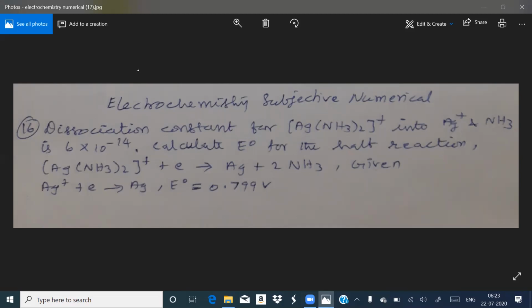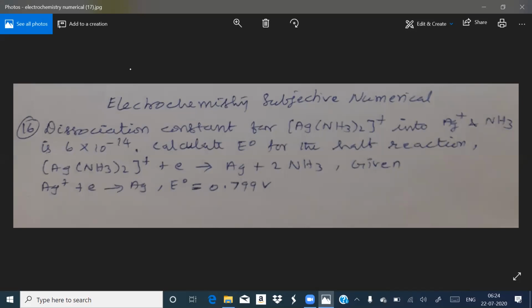Between the complex and dissociated things, that means central metal and ligand, equilibrium is possible. That equilibrium constant is called dissociation constant since it dissociates, which is 6 into 10 power minus 14. So what is dissociation constant? Which we will see again.